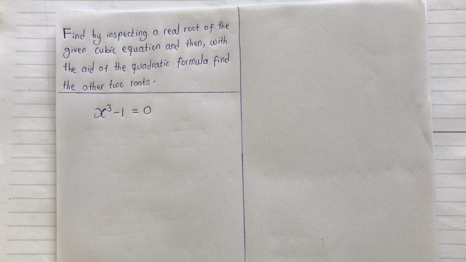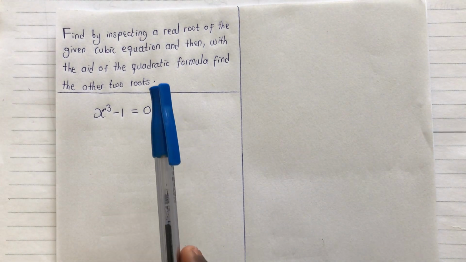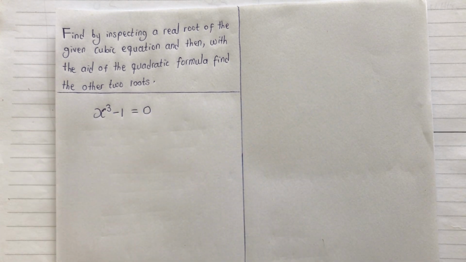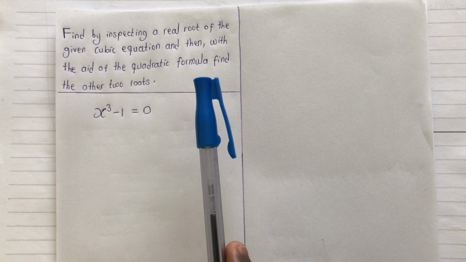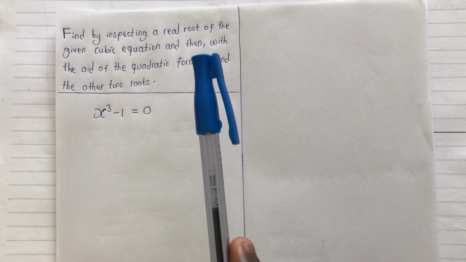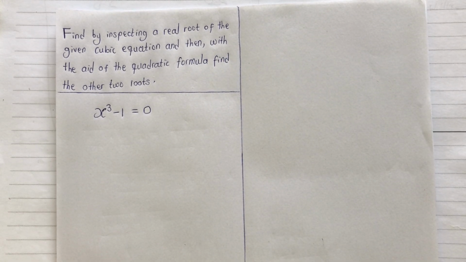So for this one, the question says find, by inspecting, a real root of a given cubic equation, and then with the aid of a quadratic formula, find the other two roots. So this is very similar to the first two that I did, but I want you to be more equipped, so that is why I'm taking at least 3 examples.